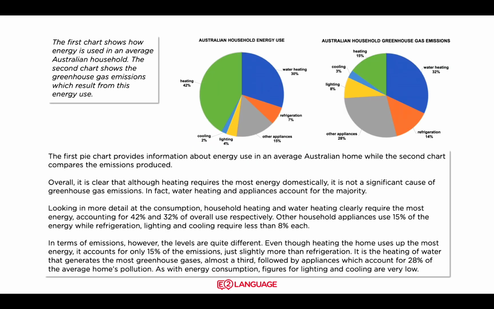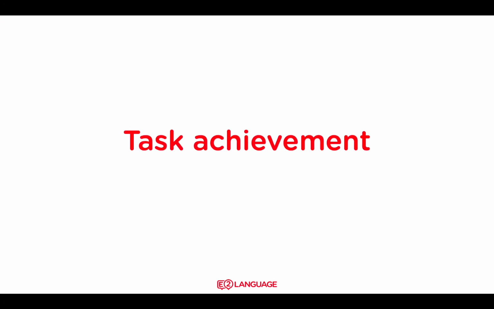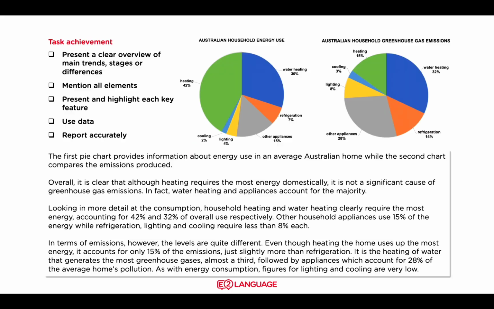So here is a sample. Pause the video now and read through. Now let's go through it together with that criteria on the side. So we'll start with task achievement. Why is this a high scoring task in this criterion?